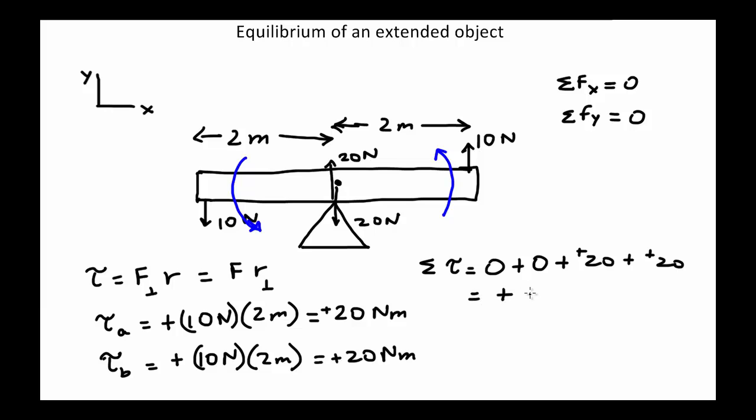That gives us a total torque of plus 40 Newton meters. And it's this net torque that's responsible for creating this rotational motion and not keeping this object in equilibrium.